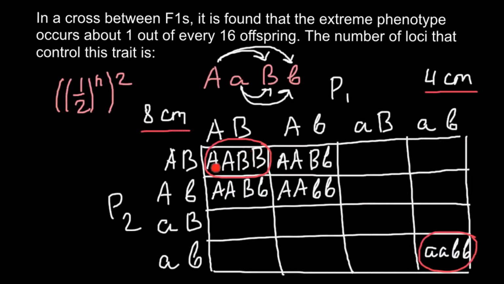And this genotype that represents an extreme genotype would equal 1 out of 16. And the genotype that is here that represents another extreme genotype also would equal 1 out of 16. So now you see that a plant whose tallness is under control of two genes or two allelic pairs can produce extreme genotypes that equal 1 out of 16.